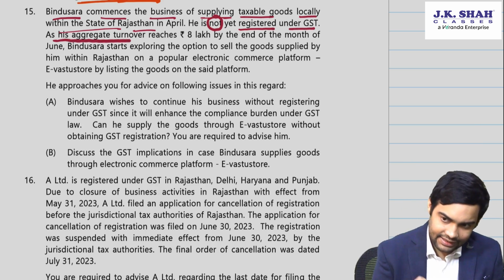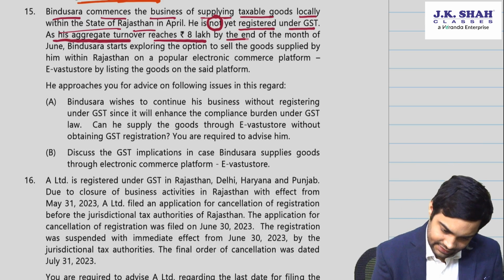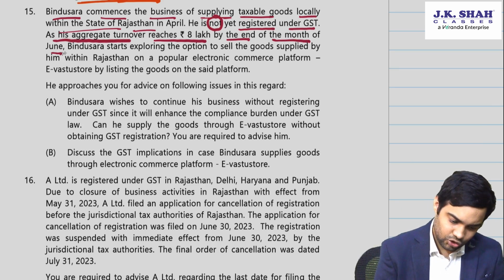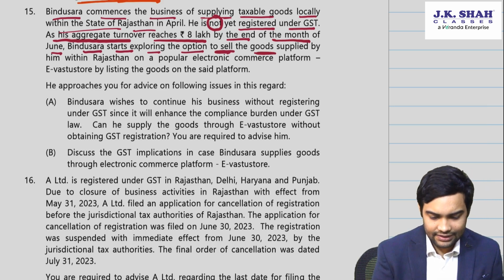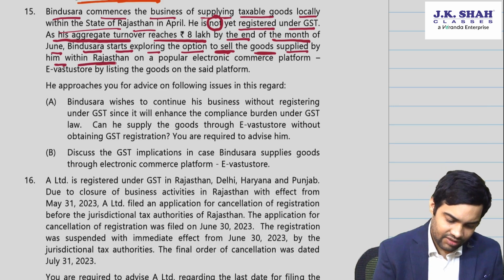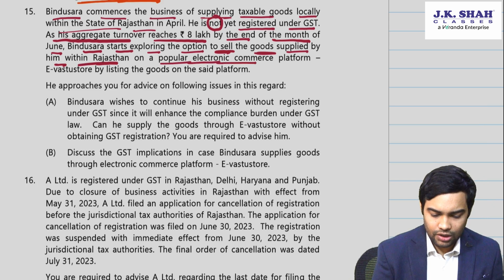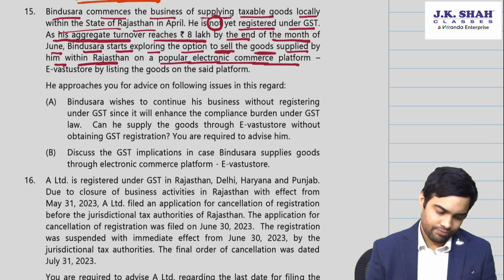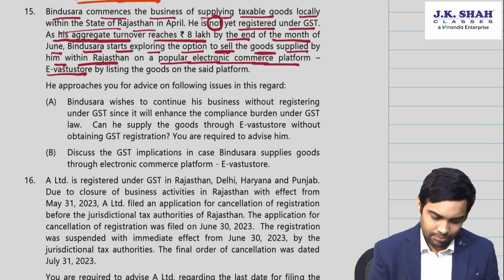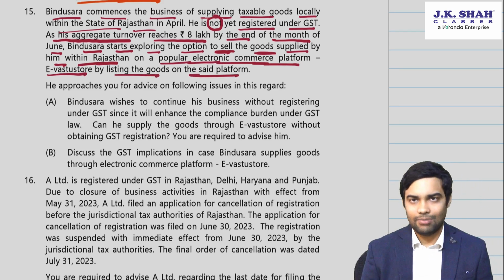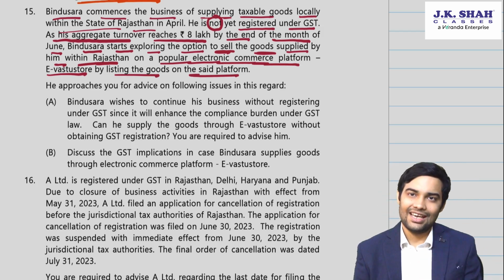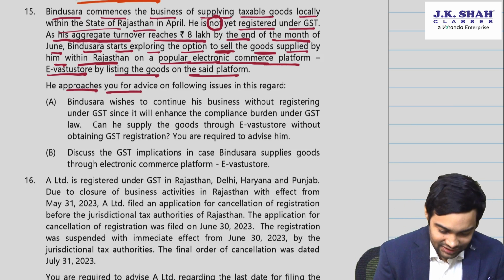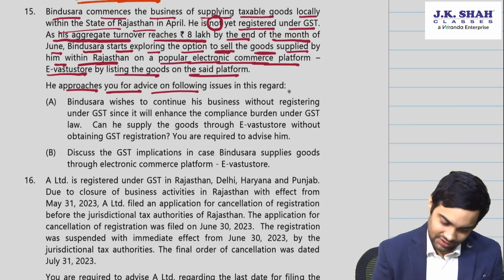As his aggregate turnover reaches 8 lakh by the end of the month in June, Bindusara starts exploring the option to sell the goods supplied by him within Rajasthan on a popular e-commerce platform, e-Vastu store, by listing the goods on the said platform. So 8 lakh is the turnover, not registered, wants to sell online. This is a new provision based on amendment. This is created. He approaches you for advice on the following issues.